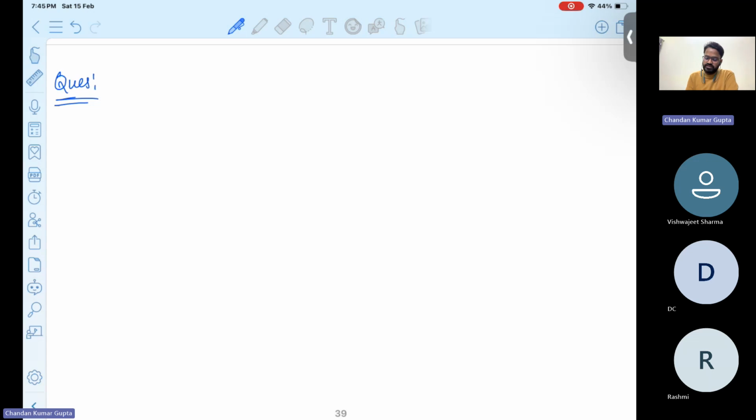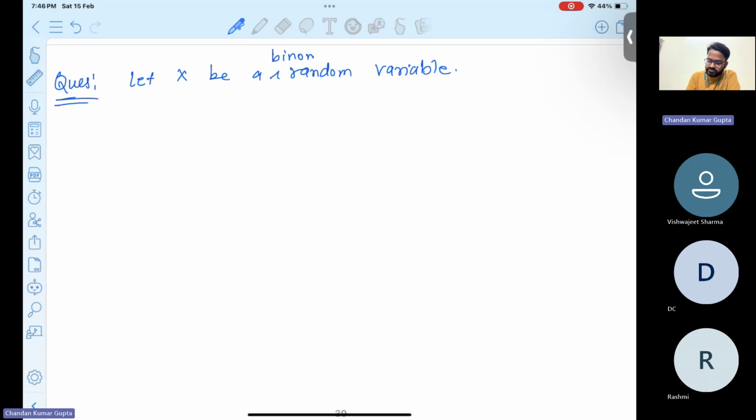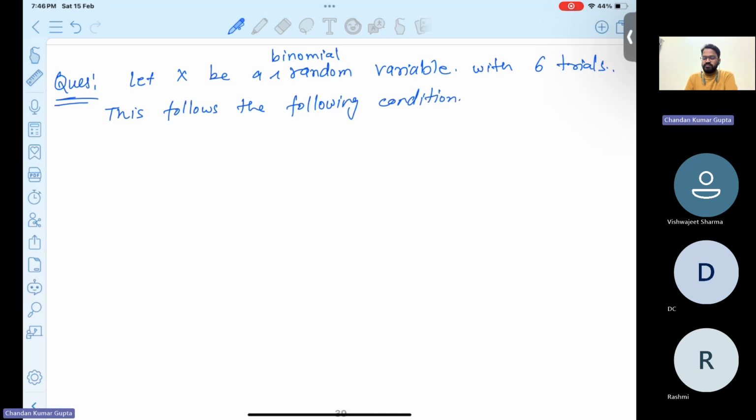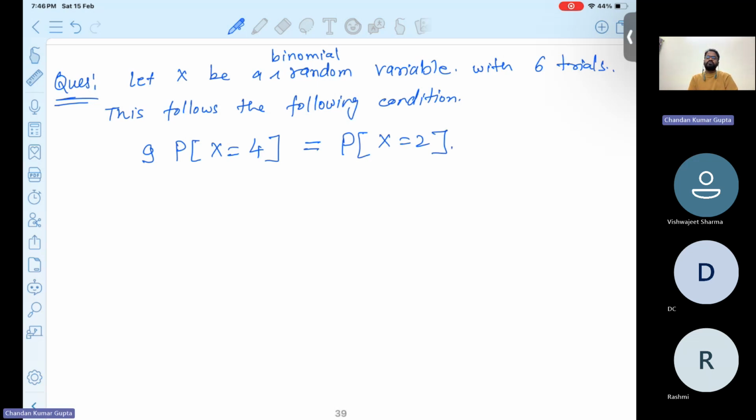binomial distribution. Suppose x is a random variable which follows a binomial distribution with 6 trials. This random variable follows the following condition. The condition is 9 times the probability that x equals 4 is equal to the probability that x equals 2. Then we need to find the probability of success.